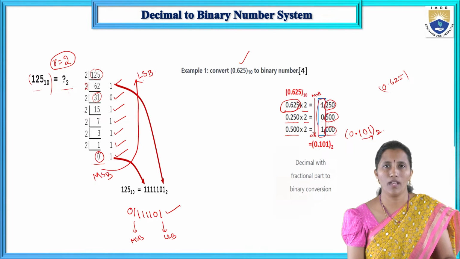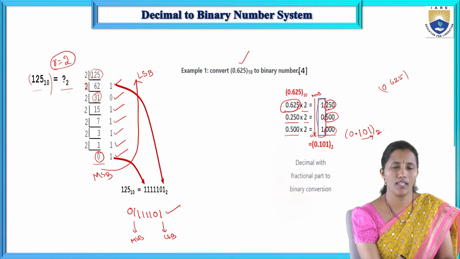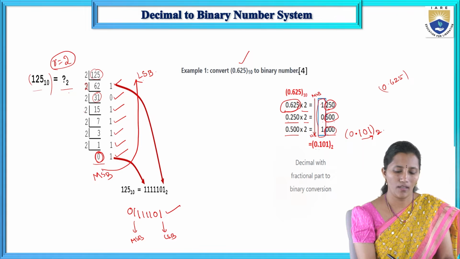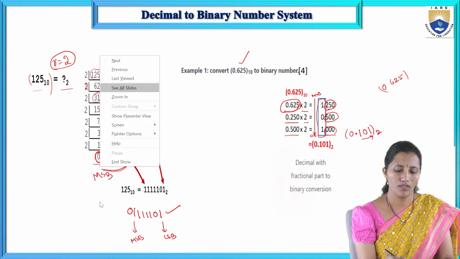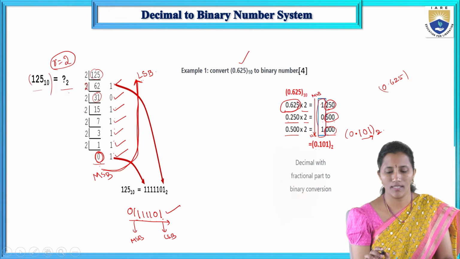So what we did here: for the integer part, we divided the number by 2 and noted down the remainders. This procedure is repeated until the quotient is 0. And write down the values from down to up, that is, from MSB to LSB. So write down 0, 1, 1, 1, 1, 1, 0, 1. This is for the integer part.